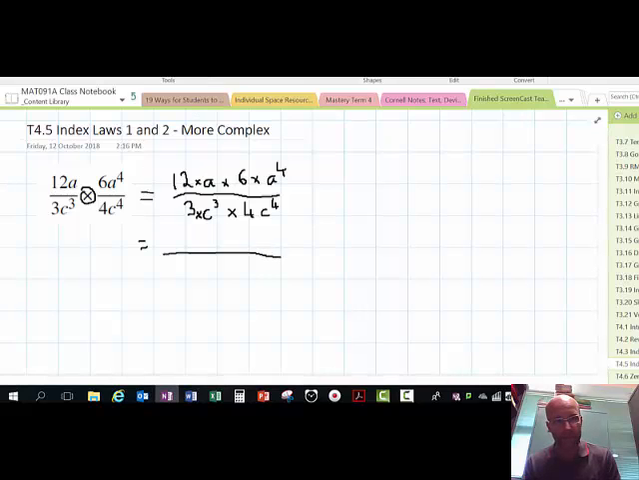We're going to look at things that simplify together, the 12 and the 6. You could write them beside each other too. 12 by 6 is 72 times a to the 4, and on the bottom we've got 3 by 4 is 12 times c cubed times c to the power 4.